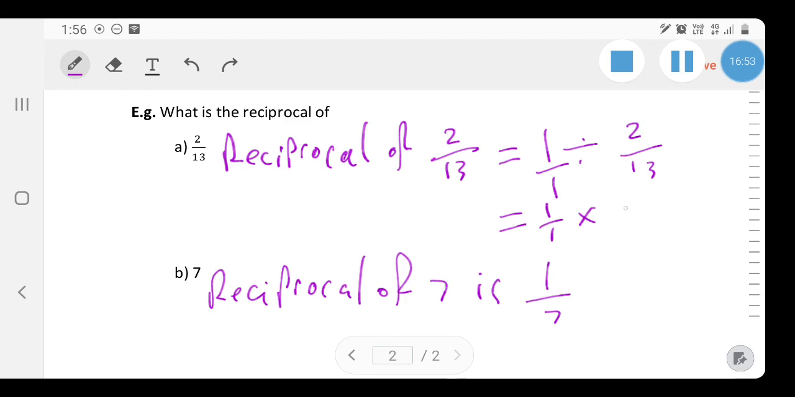I actually didn't follow the rule there. Times 13 over 2, I should say. Okay, and 1 times 13 is 13. And 1 times 2 is 2. So the reciprocal of 2 over 13 is 13 over 2. It's just the fraction flipped upside down. Okay.